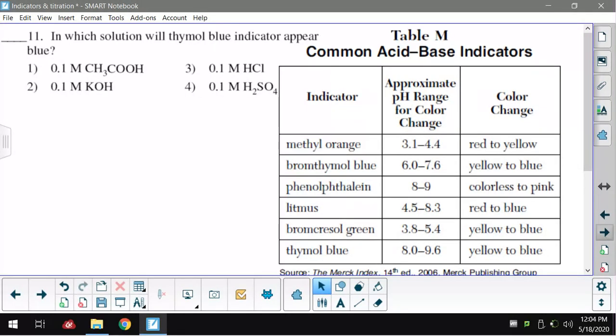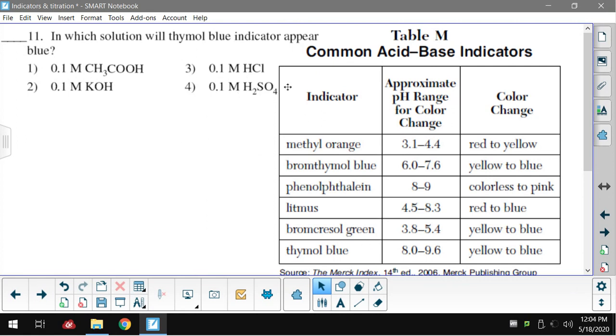Number 11 says, in which solution will thymol blue appear blue? Thymol blue is down here. Thymol blue is blue when it's 9.6 or higher. 9.6 or higher is going to be a base, so we're looking for a base. Numbers 1 and 3 are both acids. Number 1 is an organic acid because it has the COOH. Number 3 is an acid because it's HCl, hydrochloric acid. Those are both listed on Table K.